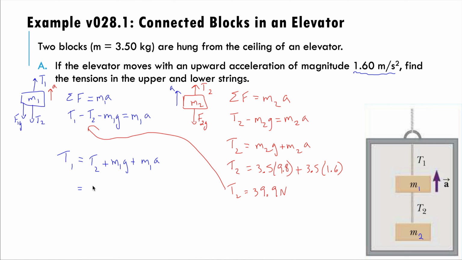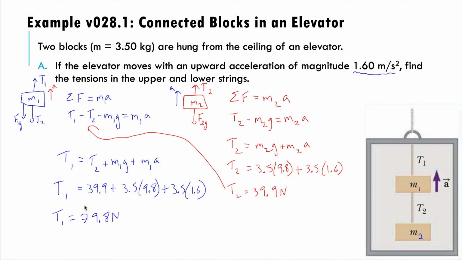And you can plug in the numbers again, but you'll see that M1G plus M1A here is the same thing as M2G plus M2A, since the masses were the same. But we can plug in the numbers again. 3.5 times 9.8 plus 3.5 times 1.6. So we're going to get for T1 79.8.